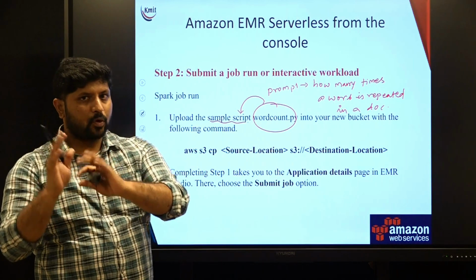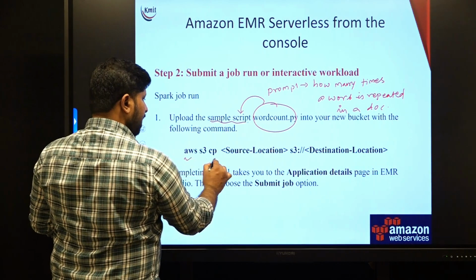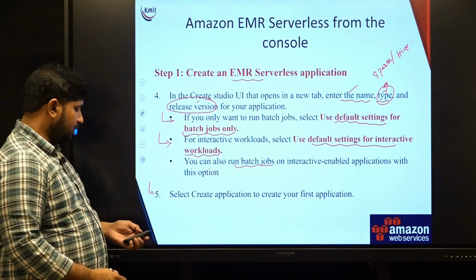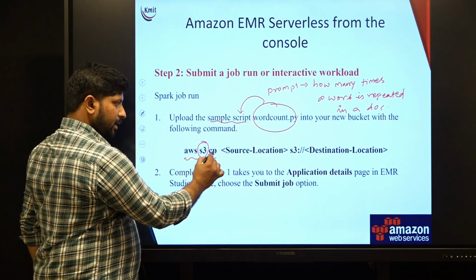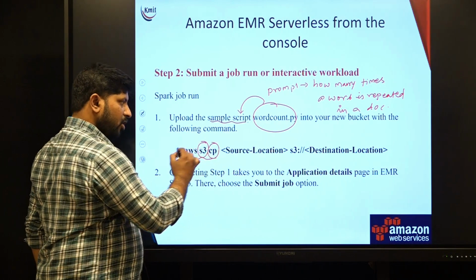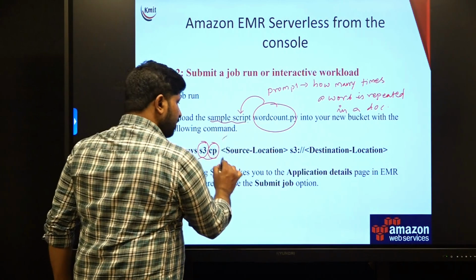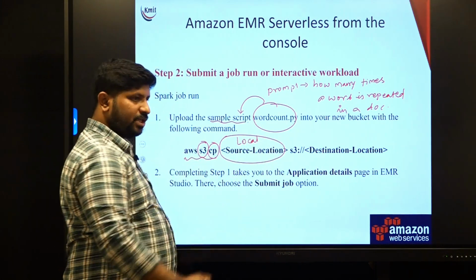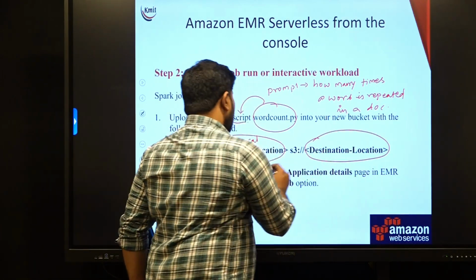Script needs to be uploaded to the S3 bucket. To copy that, this is the command: aws s3 cp. AWS is the prefix, then which service you are going to use, S3, and what you are going to perform on S3, you are going to copy (cp) from a certain source location, which is going to be the local machine's location, to my S3.